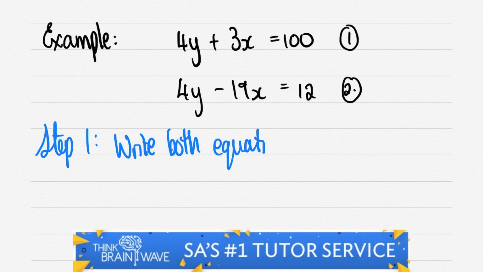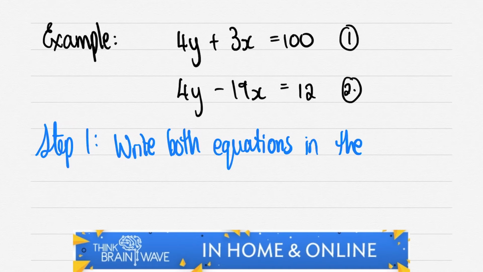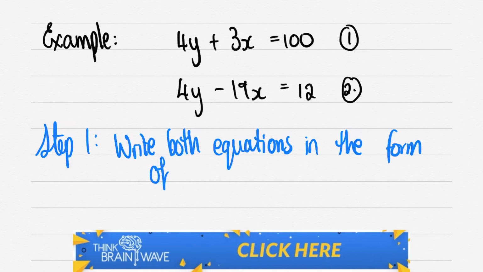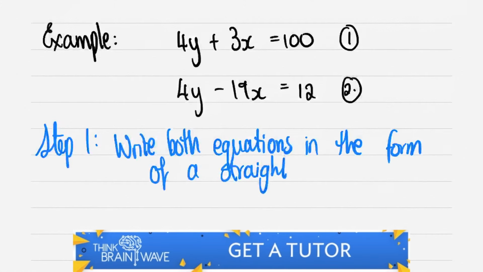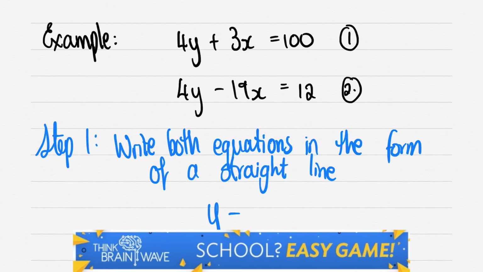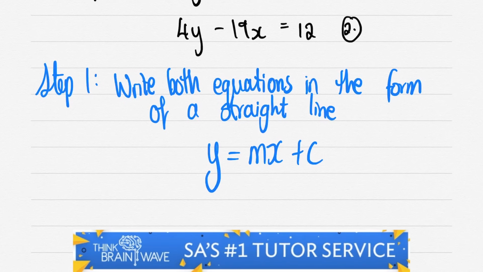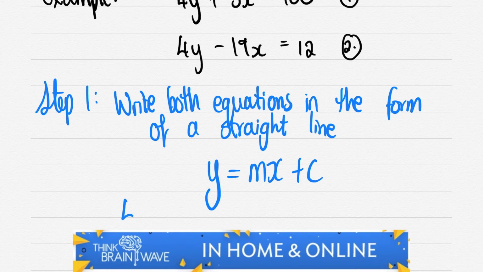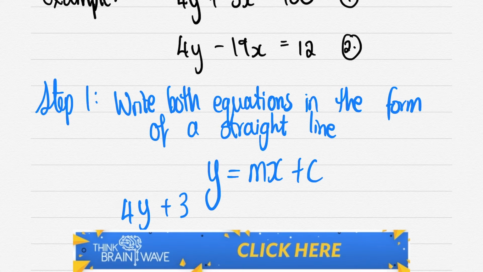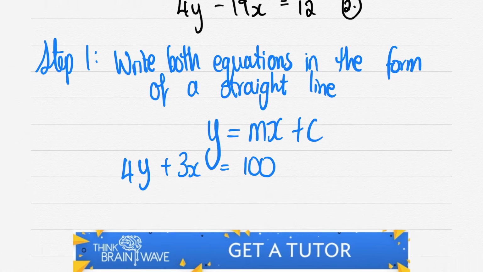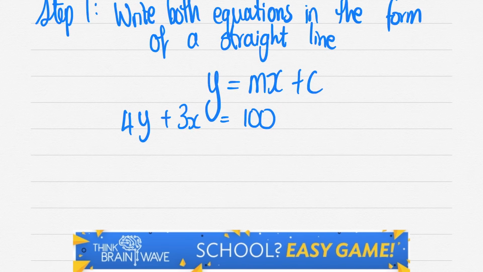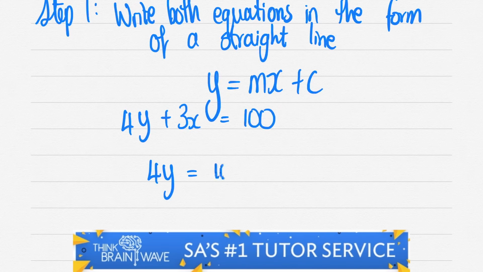Our first step is let's write both equations in the form of y is equal to mx plus c. So that's the general equation for a straight line, and that's why we will be using this structure. So there we have it, y is equal to mx plus c. Just making sure that you remember your c is your y-intercept, your m is your gradient, and y and x are points on the graph.